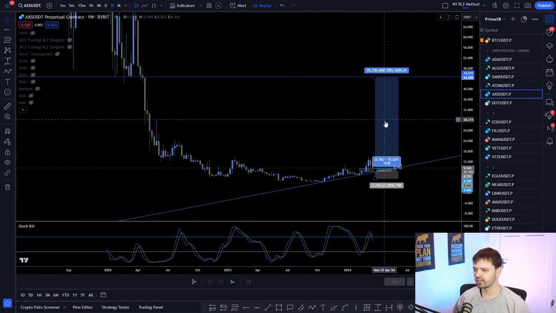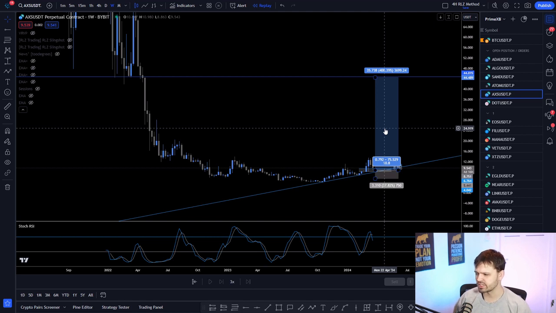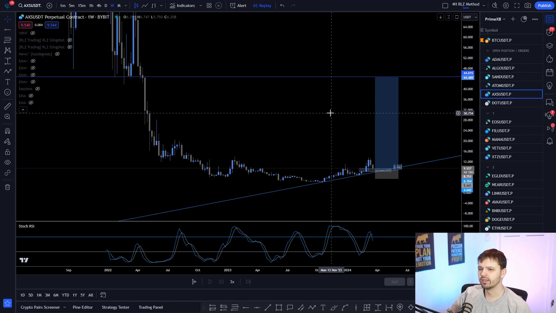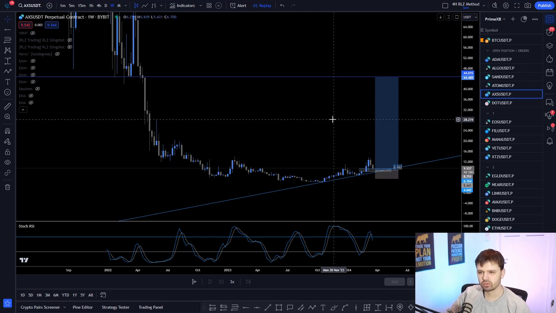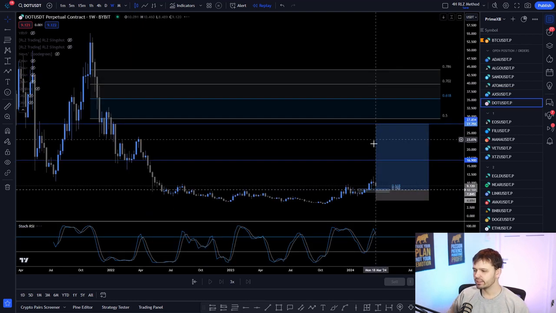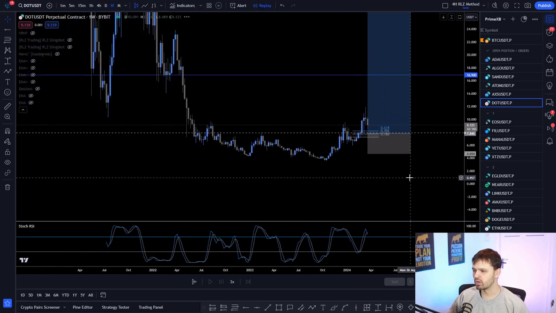We're risking about 37% to gain 400%. So obviously a long-term bag, best traded with 2x leverage, or most likely the best option for most of you when trading altcoins would just be spot trading, not leverage trading. And then we have DOT here, which we're looking at as well.